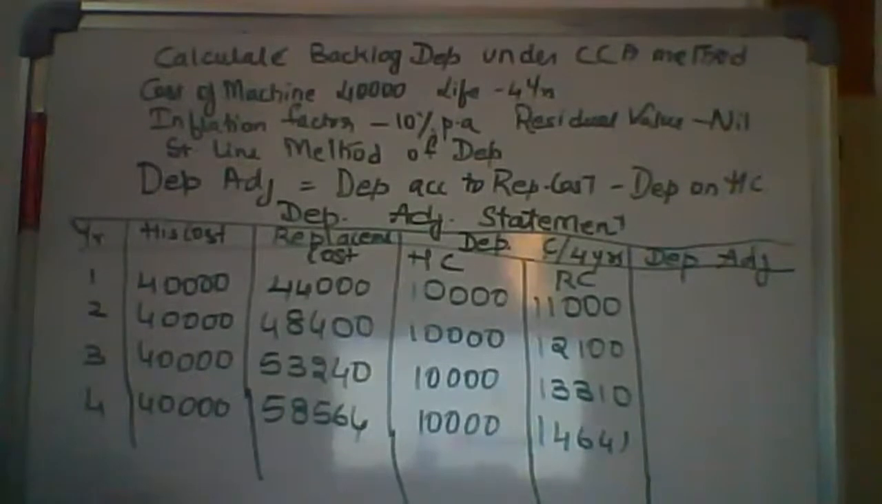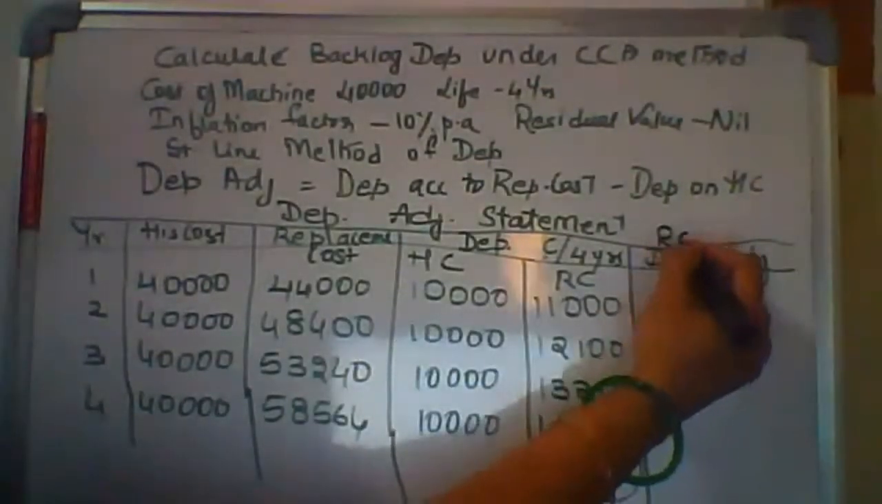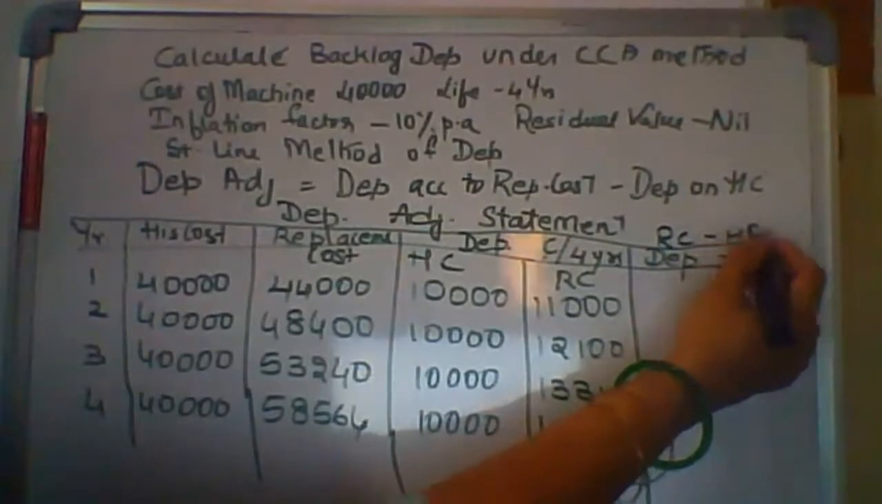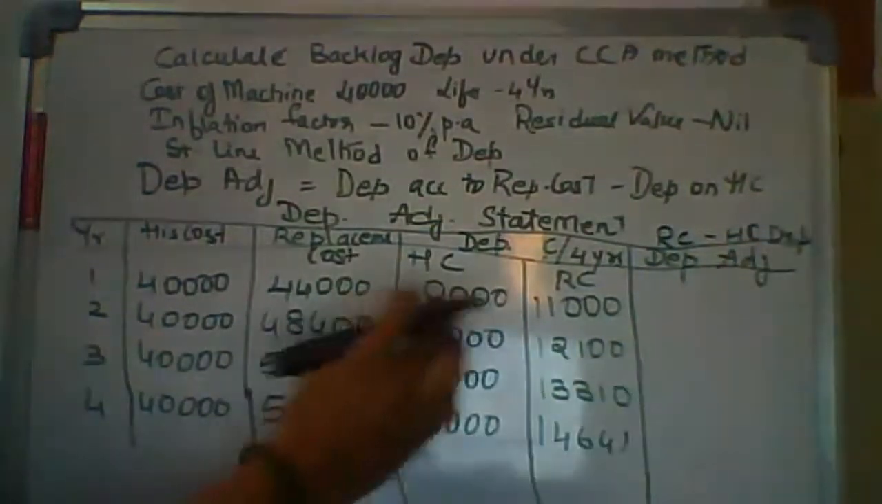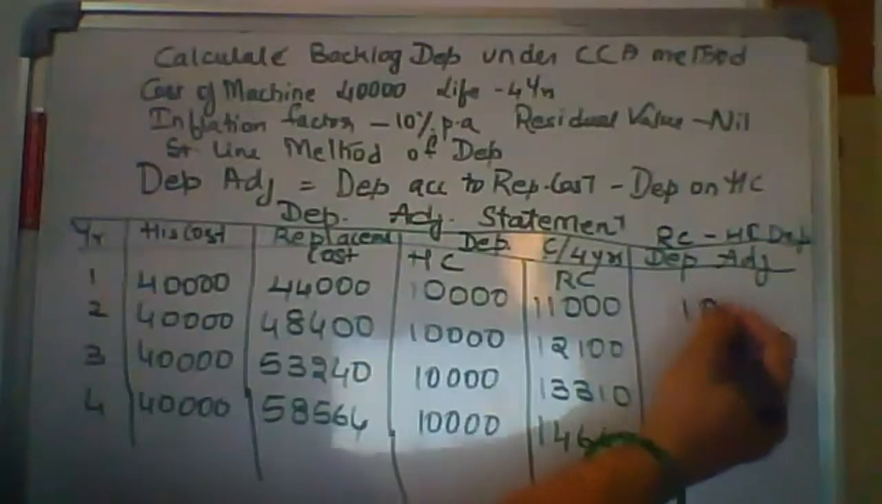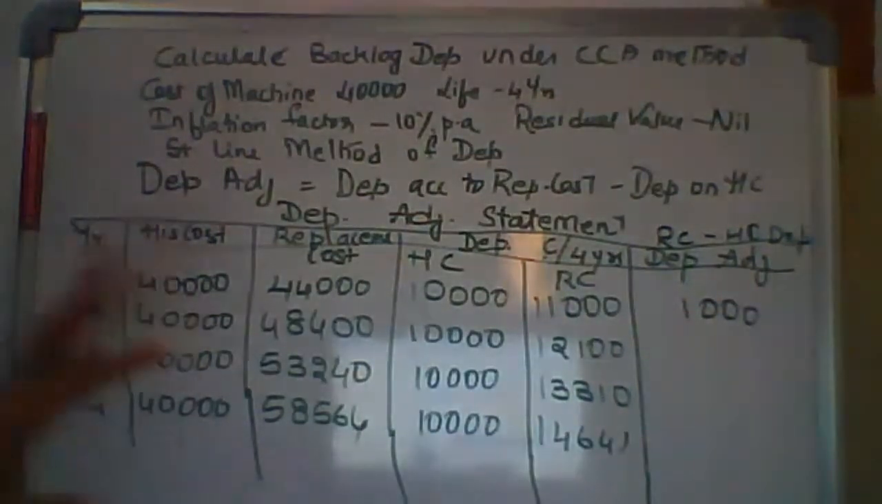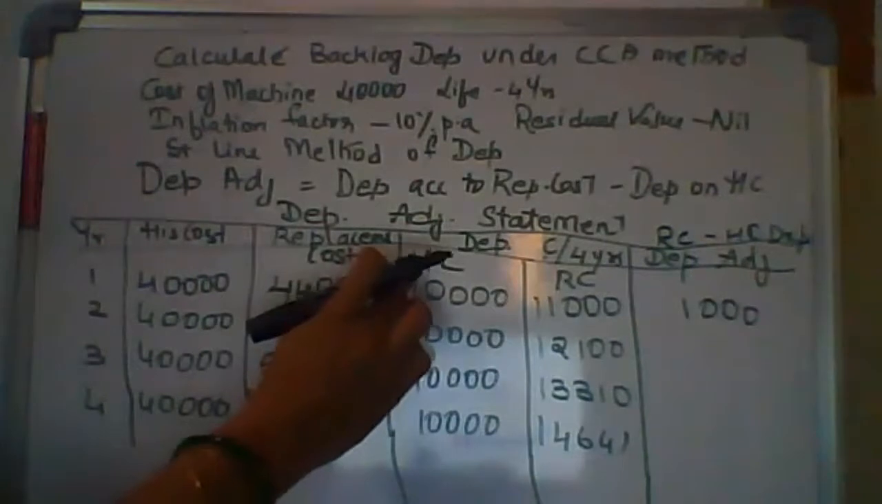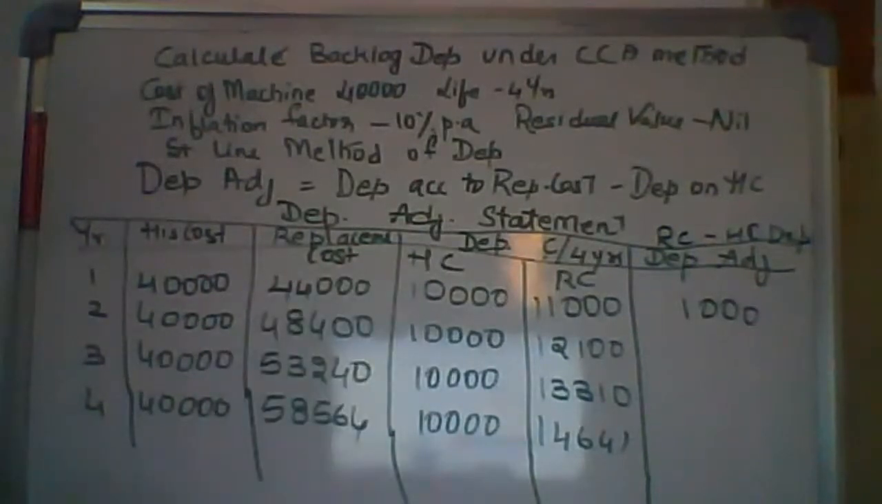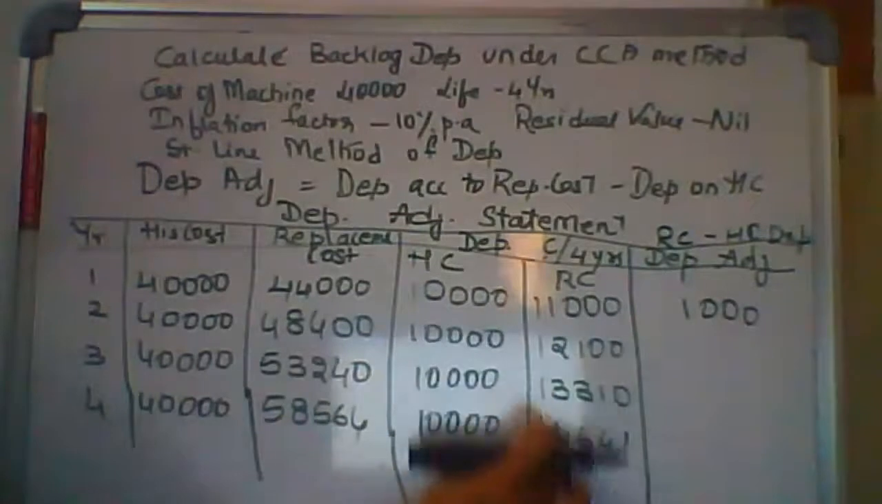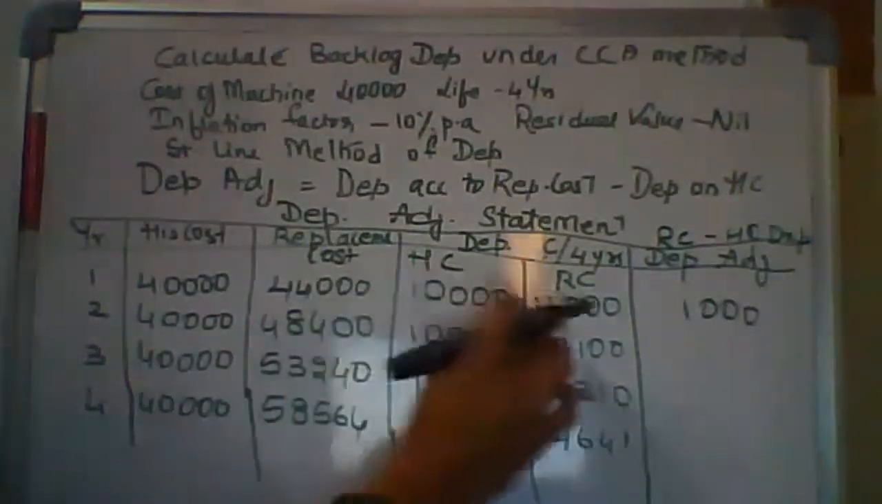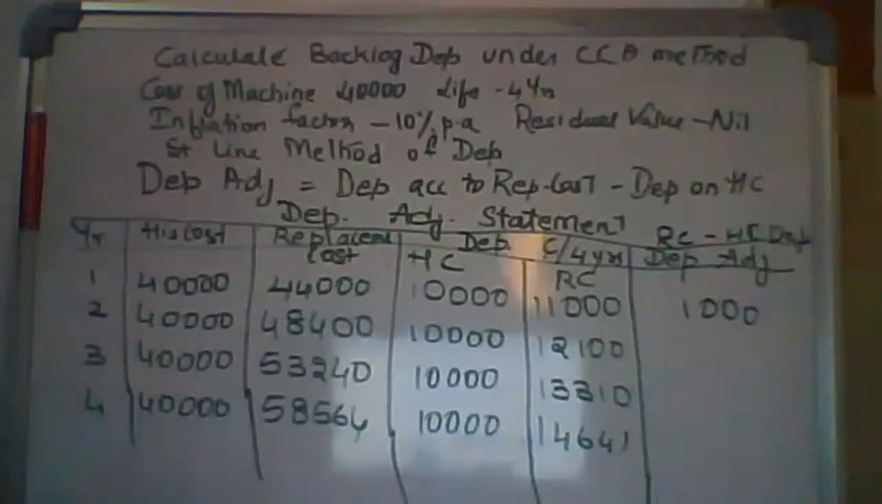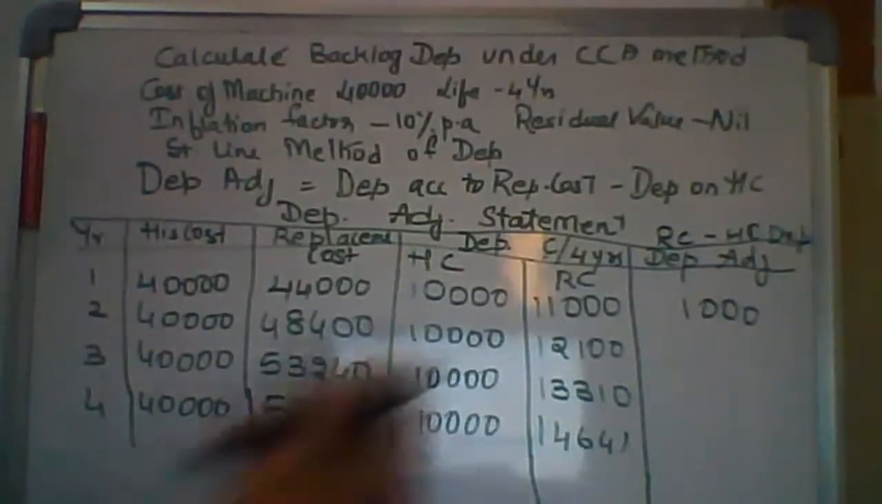Now depreciation adjustment is nothing else but RC minus HC depreciations. So RC 11,000 minus 10,000. So you have to adjust. What does this mean? According to historical cost, you should calculate a depreciation of 10,000. According to replacement cost, you should calculate these depreciations. So I am adjusting my depreciation. Whenever I adjust depreciation, it will be adjusted on my asset as well as in the P&L account. So these will be the adjustments which I do to my depreciation.